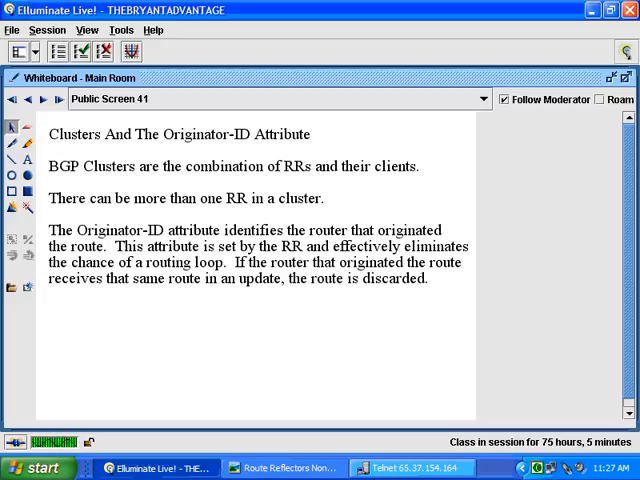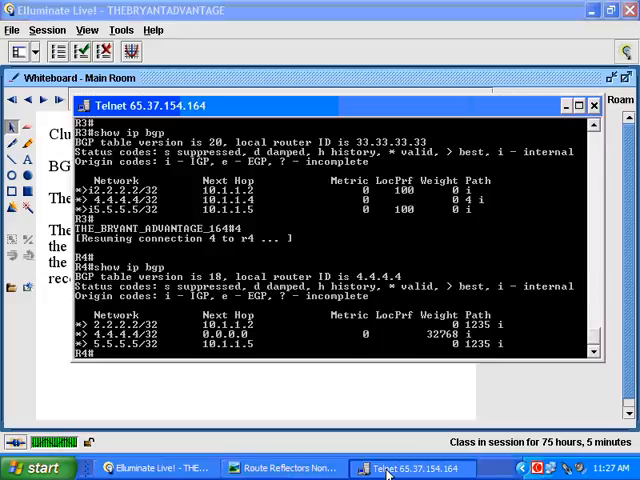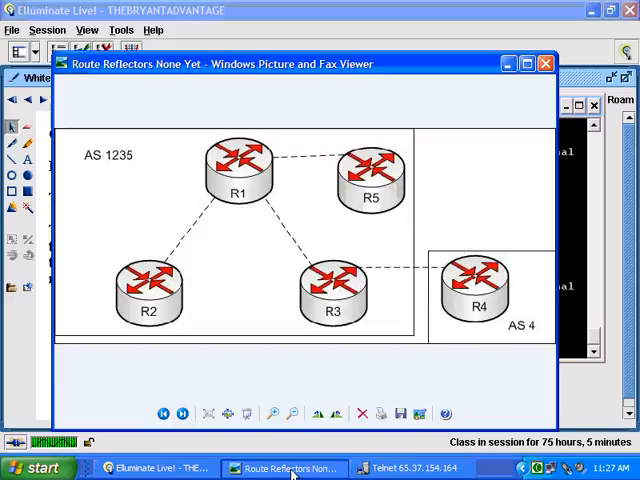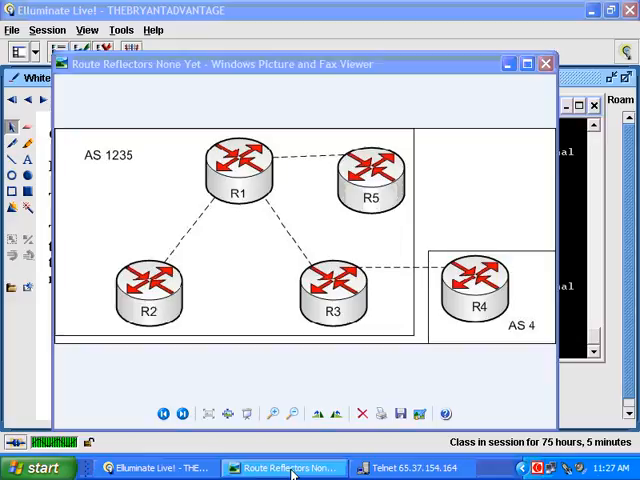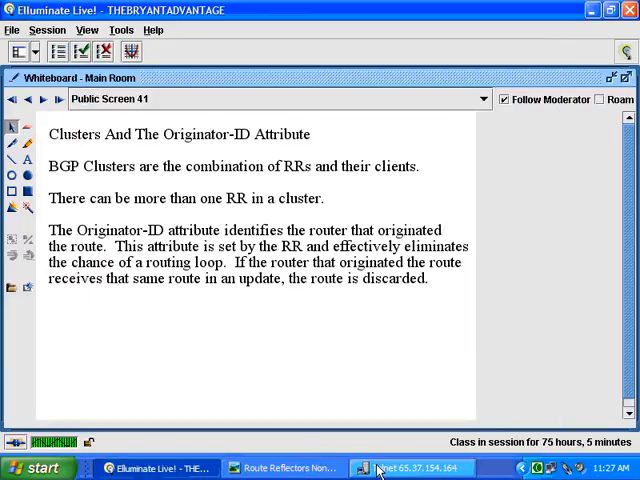And a BGP cluster is a combination of route reflectors and their clients. And I did say route reflectors because you can have more than one route reflector in a cluster. So right now, AS1235, that is a cluster. Router 1 is our reflector, and 2, 3, and 5 are the clients.